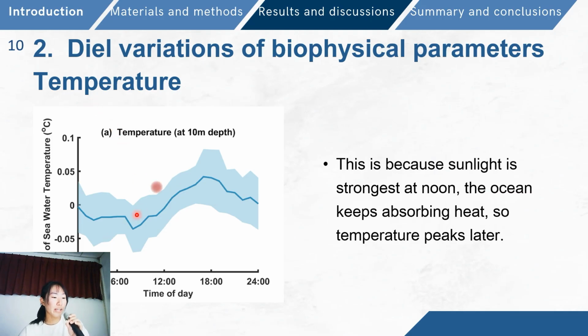One is temperature. We can see it is lowest at 7 a.m. and increases to a high temperature at 5 to 6 p.m. This is because sunlight is strongest at noon. The ocean keeps absorbing the heat, so temperature peaks later.